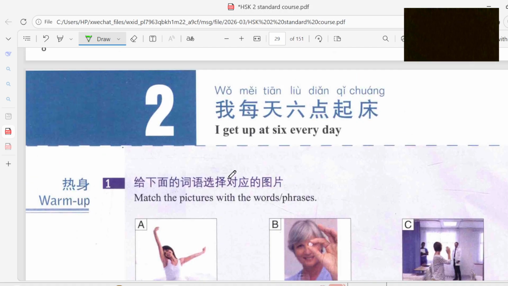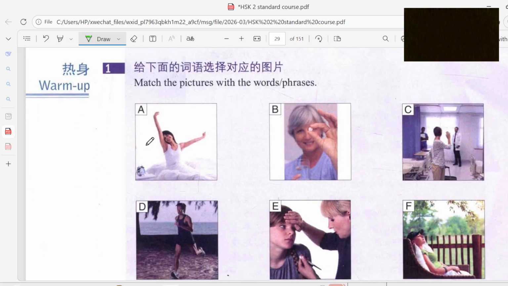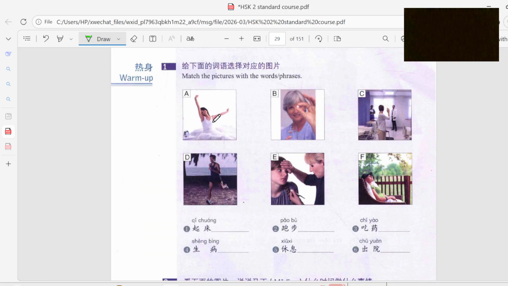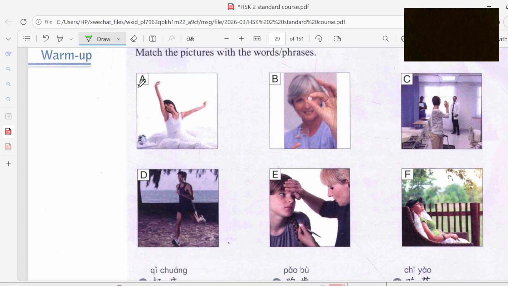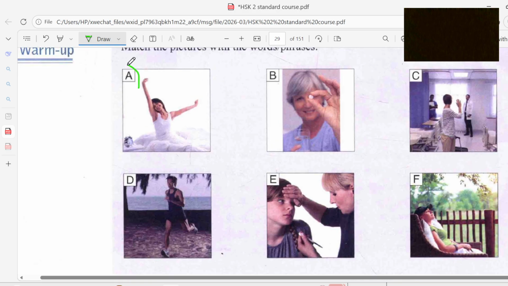Alright, chapter 2. Let's do the matching. So the first picture here, this person is waking up from the bed. Waking up is 起床. Repeat after me, 起床. And then here I have medicine. Medicine is called 药. Once again, 药. How about this one?